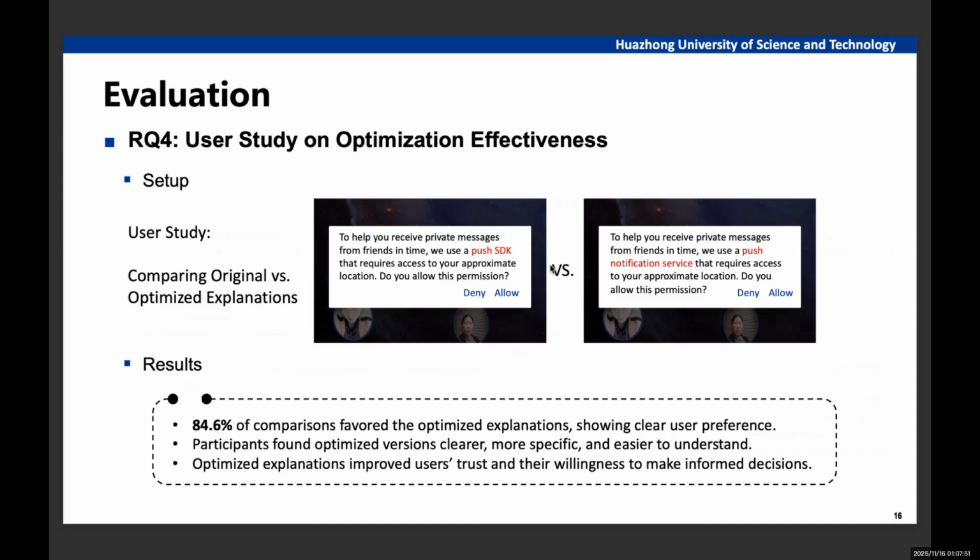Lastly, we conducted a user study to evaluate whether our framework's recommendations positively impact user privacy perception. Results show that most favored the revised explanations, showing clear user preference. Participants usually found the revised versions clearer, more specific, and easier to understand.